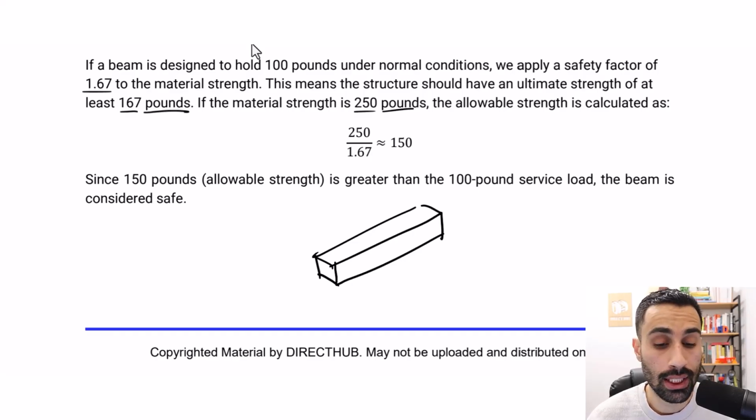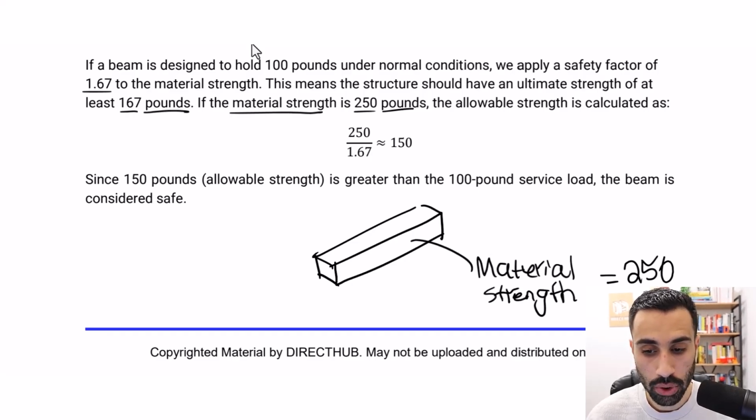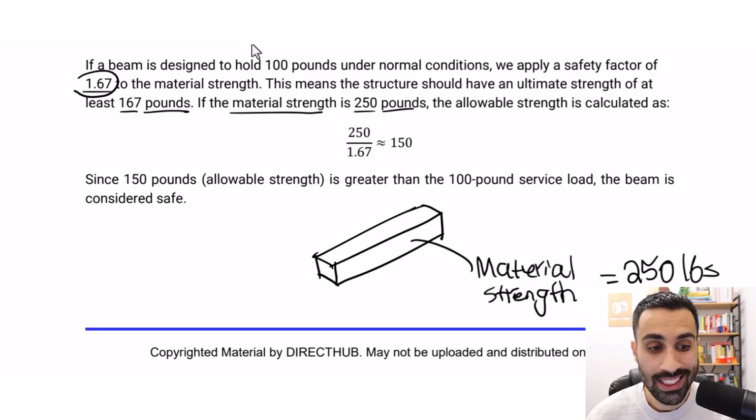The allowable strength is calculated as follows. So we have the material strength. The material strength is an inherent property of the material. And that right there is 250 pounds. So this is already set. It's the material strength, steel, and so on. Let's say using a steel beam. Now, we know the factor of safety that we're going to use is 1.67. That's what goes down here.